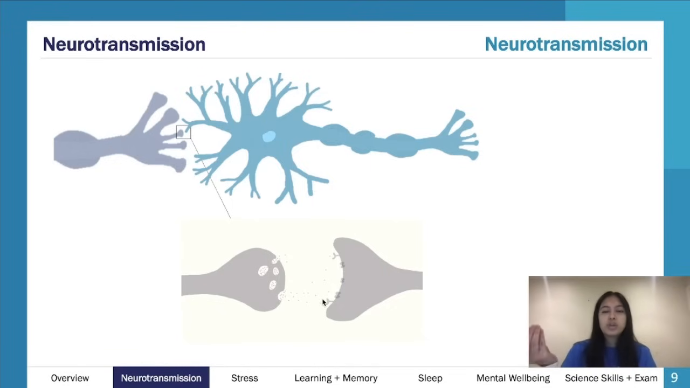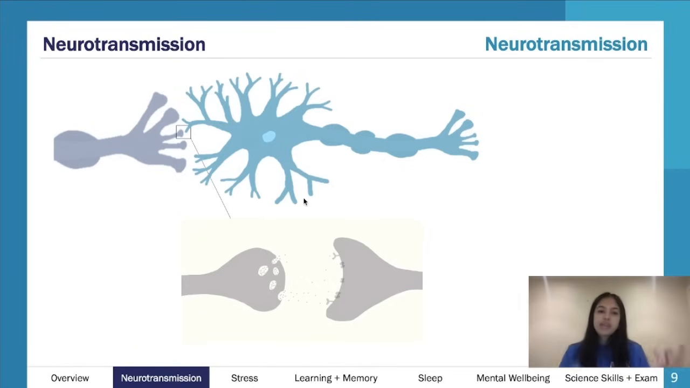You've got a molecule and then you've got a receptor, right? It's just like, I don't know, a phone and a voice or something like that. But the idea is that you've got something, it binds to your receptor, you're receiving that information. It's important that you remember that your receptor is on the dendrite of your postsynaptic neuron.